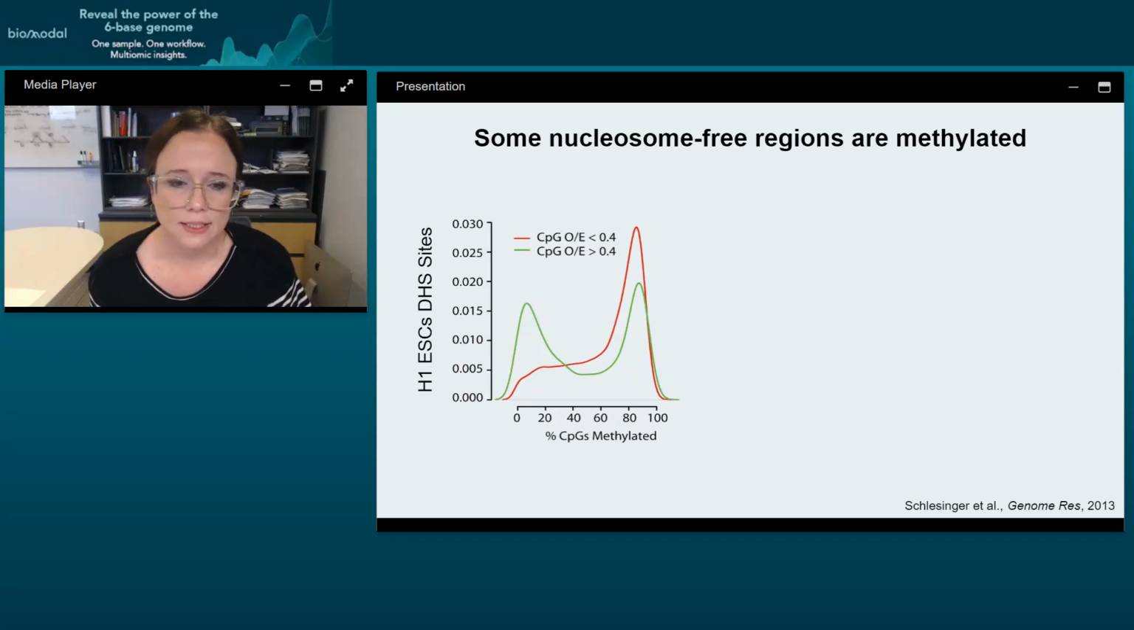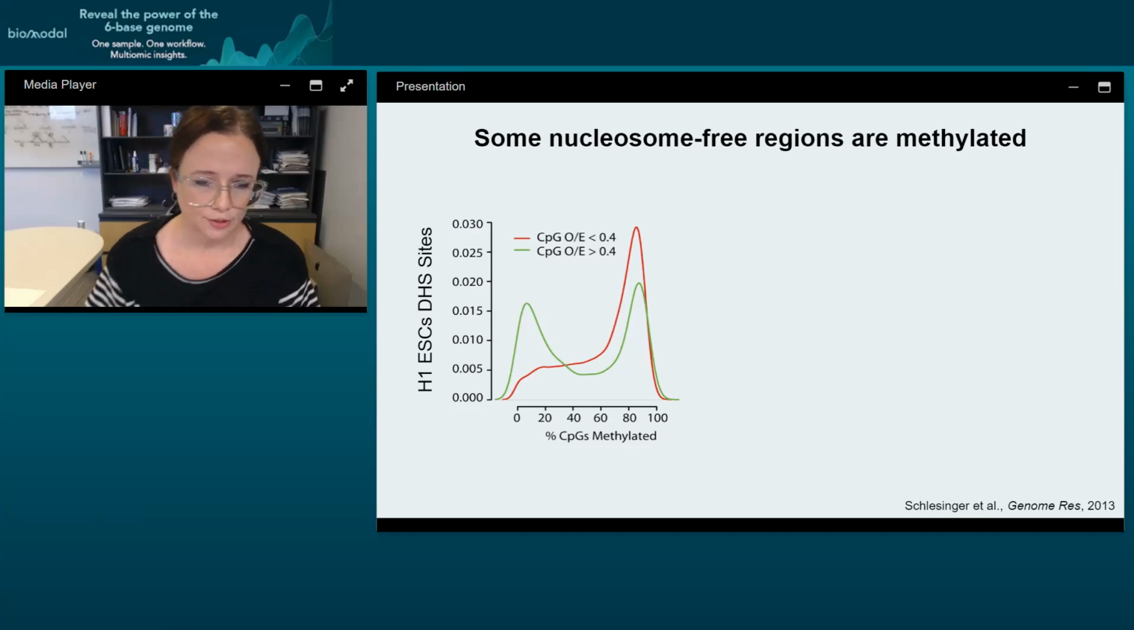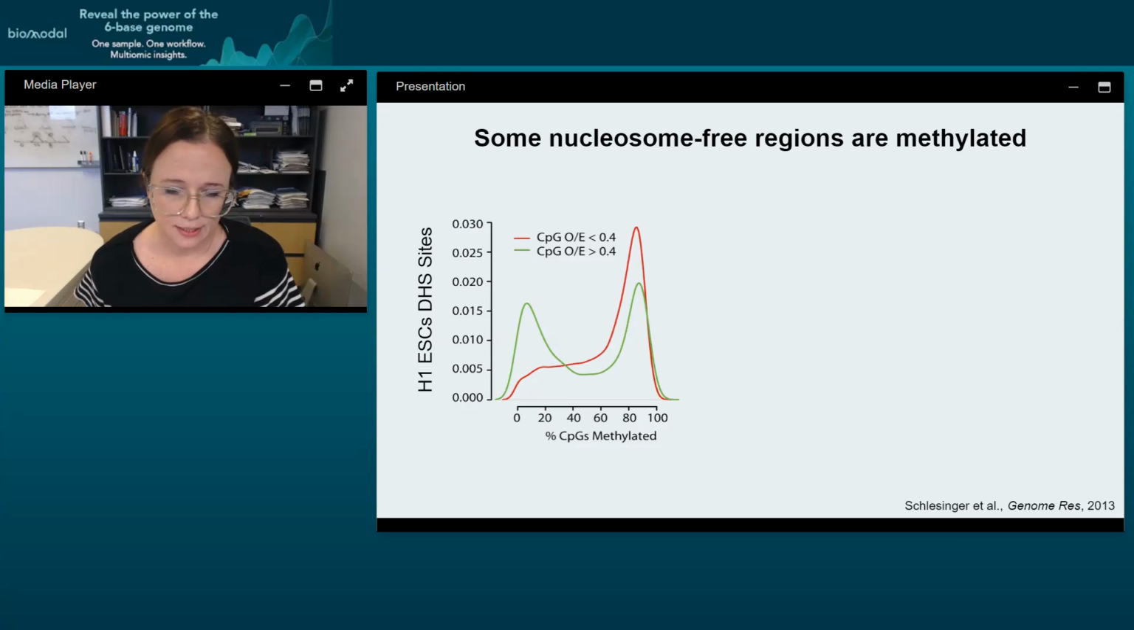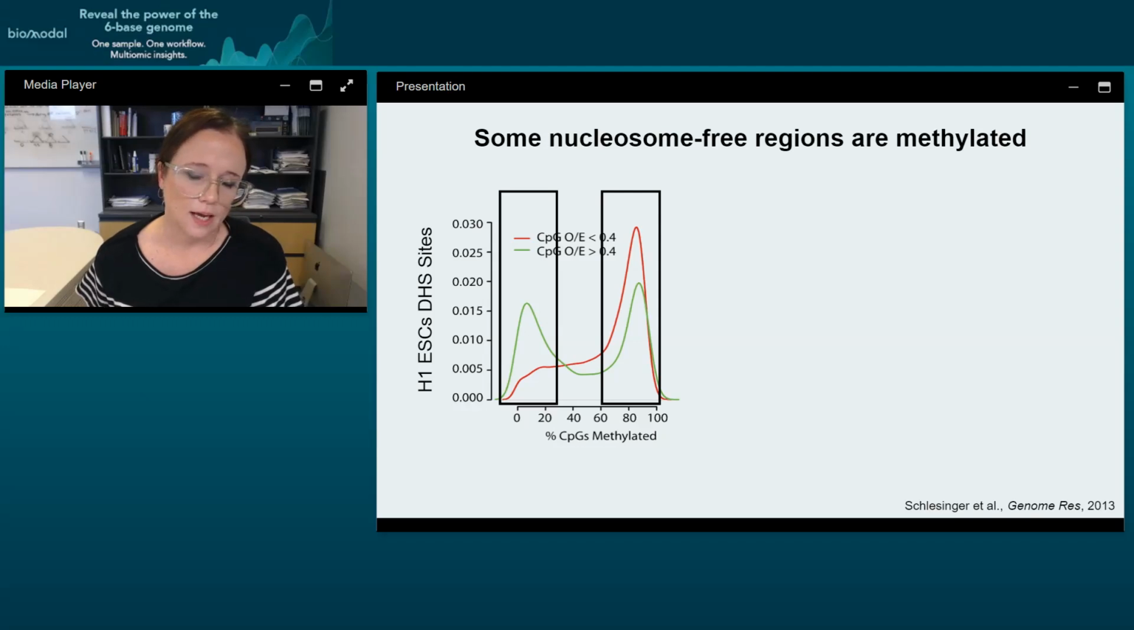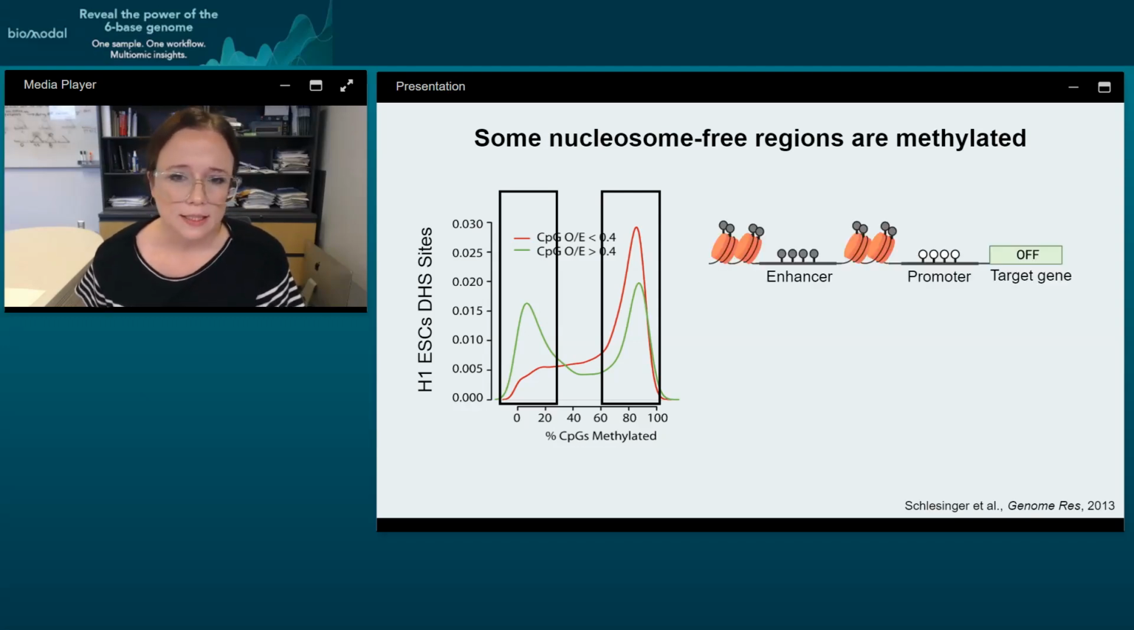And what we noticed is that there's this bimodal distribution of methylation that we observe in DNase hypersensitive sites. As we would expect in many DNase hypersensitive sites, you see very low methylation levels. But there's also a lot of hypersensitive sites that were hypermethylated. And so what this would mean is that you have these potential putative enhancer elements that are at once both nucleosome free and open, but highly methylated.